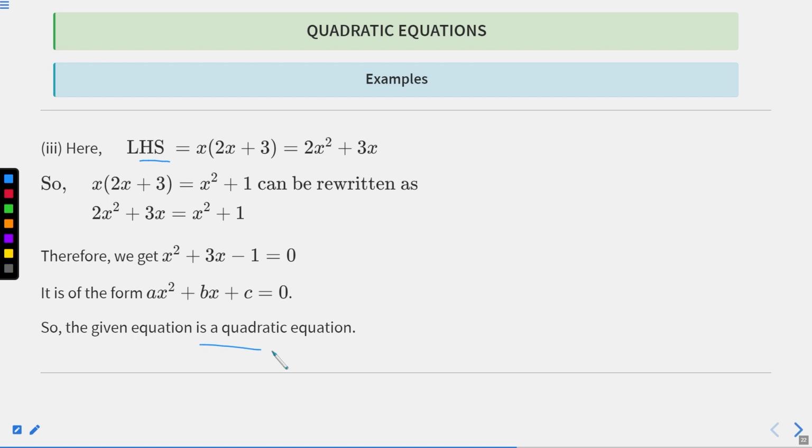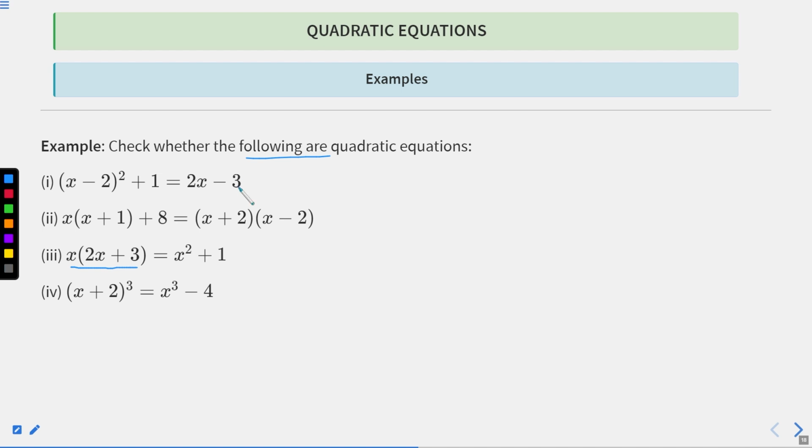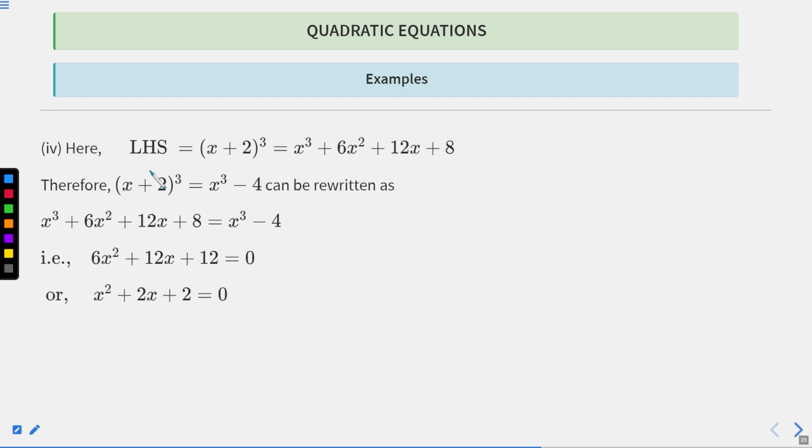Now let us see question number 4. In question number 4 we have given x plus 2 whole cube is equal to x cube minus 4. We can solve by taking the left hand side: x plus 2 whole cube is equal to x cube plus 6x square plus 12x plus 8. Here we use the identity a plus b whole cube is equal to a cube plus 3a square b plus 3ab square plus b cube. If we use that identity, we get x plus 2 whole cube equal to x cube plus 6x square plus 12x plus 8.